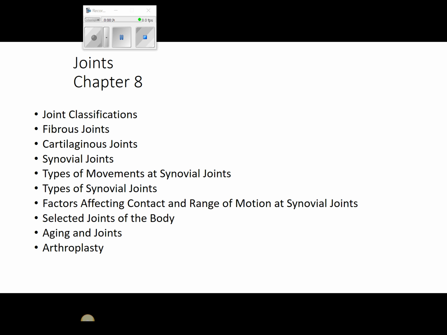So joints are going to contain flexible connective tissue, and that connective tissue, of course, holds the bones together while permitting some degree of movement, which is going to depend upon the joint classification. So you have joint classifications. We're going to talk about fibrous joints, cartilaginous joints, synovial joints, types of movements at the synovial joints, types of synovial joints, factors affecting contact and range of motion at the synovial joints, selected joints of the body, aging in joints, and arthroplasty. So these are some of the topics we are going to talk about in Chapter 8.